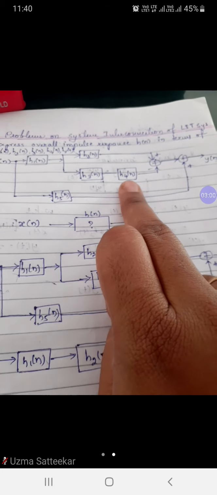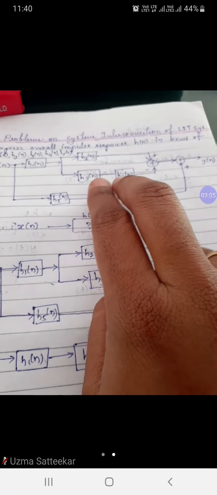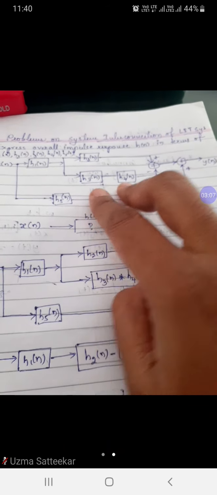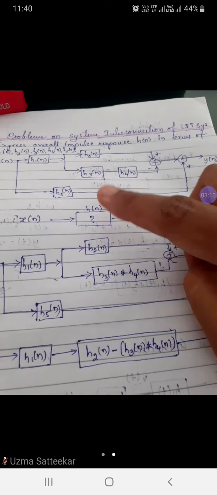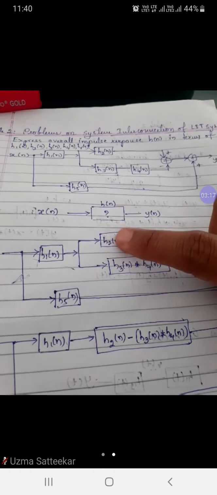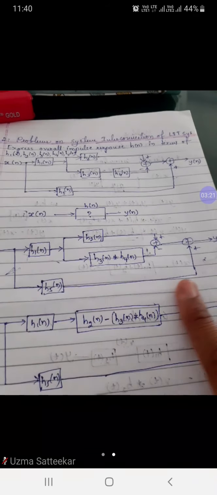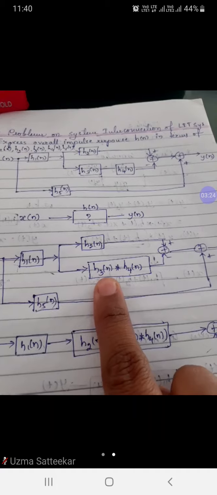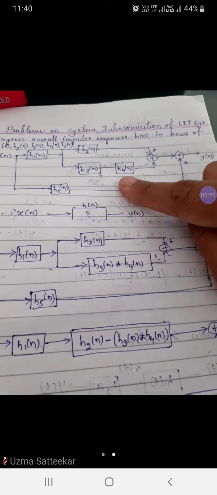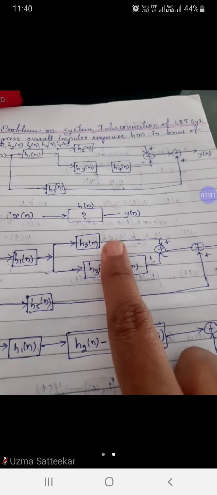If you look here, h3 and h4, these two impulse responses, are in series. We have seen that whenever impulse responses are connected in series, we replace them by convolution. That's what is done in the next step. x is as it is, h1 is connected as it is, h2 is connected as it is, h5, the remaining part of the diagram, is as it is. Only this part is reduced. h3 in series with h4 is replaced by the convolution. This is the first step.